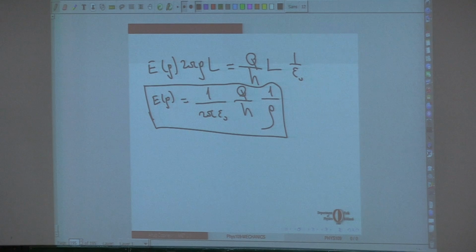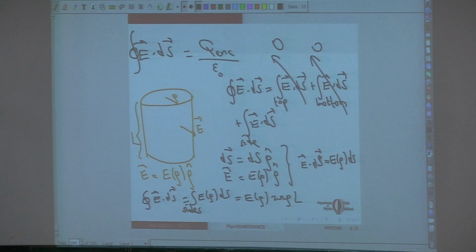Okay, which part? Do you have any questions about this slide? Anybody? Could you follow what we had done in this slide? We are only evaluating E dot ds.